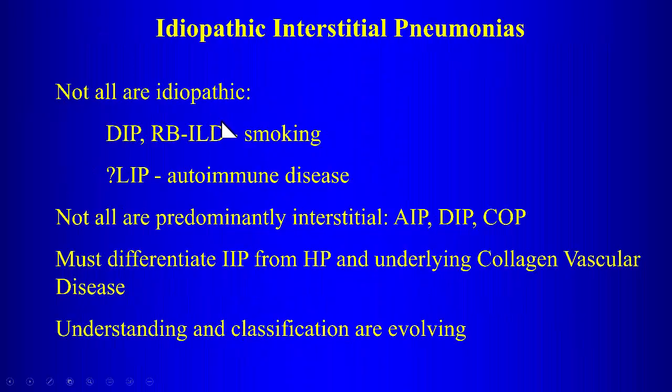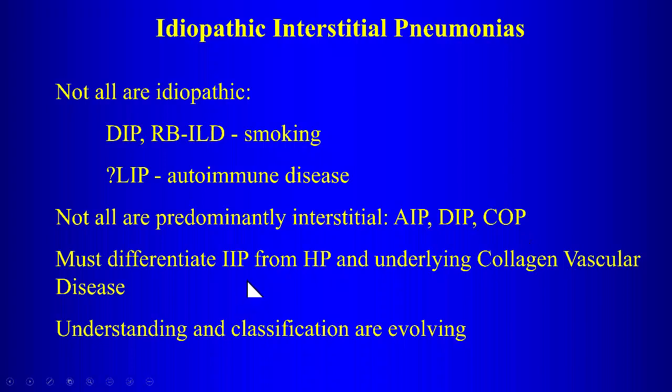Okay? Now, it turns out not all of these are idiopathic. We know that DIP and RBILD are associated with smoking. Whether LIP exists as an idiopathic disease is somewhat controversial because in the majority of cases, this is associated with some underlying autoimmune disease, this histologic pattern of infiltration with lymphocytes in the interstitium. And then not all are predominantly interstitial, even though when we think of interstitial disease, we think of that reticular pattern of interstitial opacities. AIP, DIP, COP, all of these can give you alveolar consolidations on imaging.